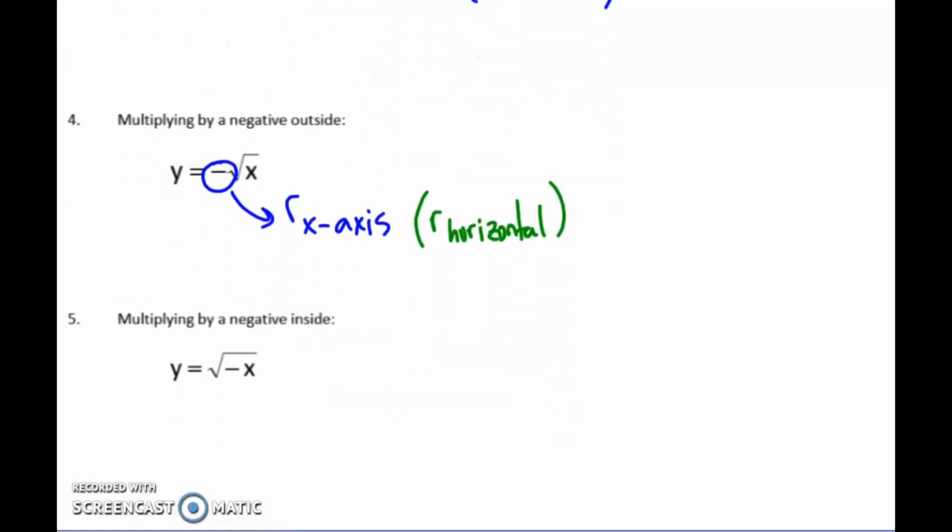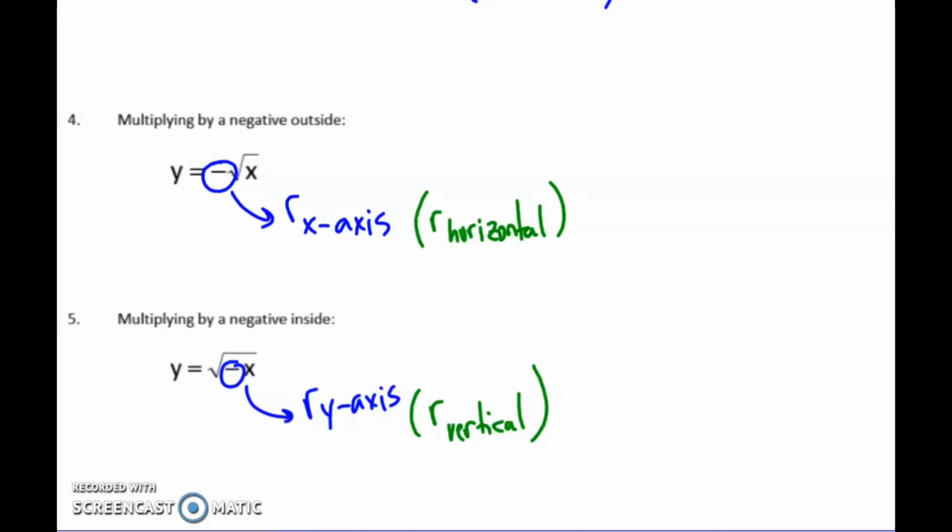So the next thing you can probably figure out as well, multiplying by negative on the inside. So the negative is inside the function, inside the square root, inside the absolute value, inside the squared, whatever it happens to be. So that's going to be a reflection in the y-axis, or again, probably better off to say a reflection in the vertical. Because you can say reflection in the y-axis if you do that first before any type of horizontal shift.